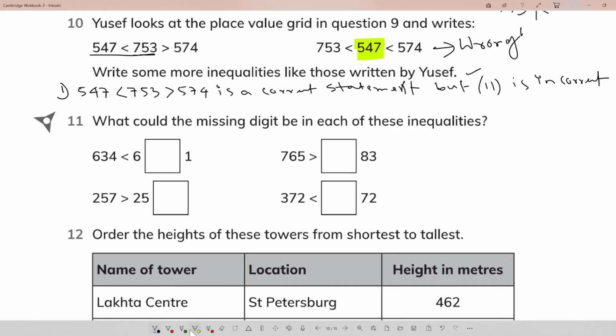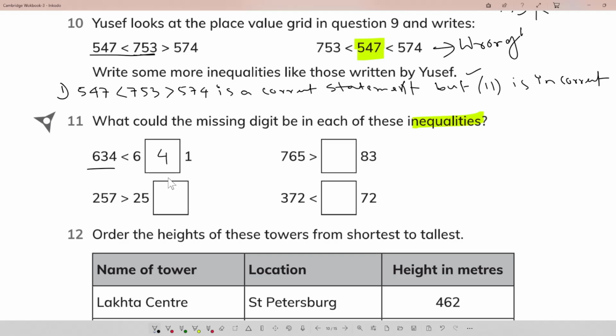Now, what could the missing digit be in each of these inequalities? So what would be the missing digit? Here is 634. You can use 634 is less than, suppose 4, it means 641. So 634 is less than 641.